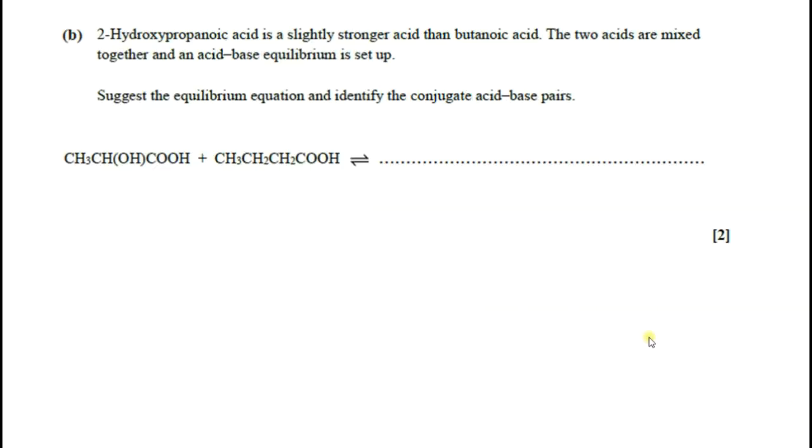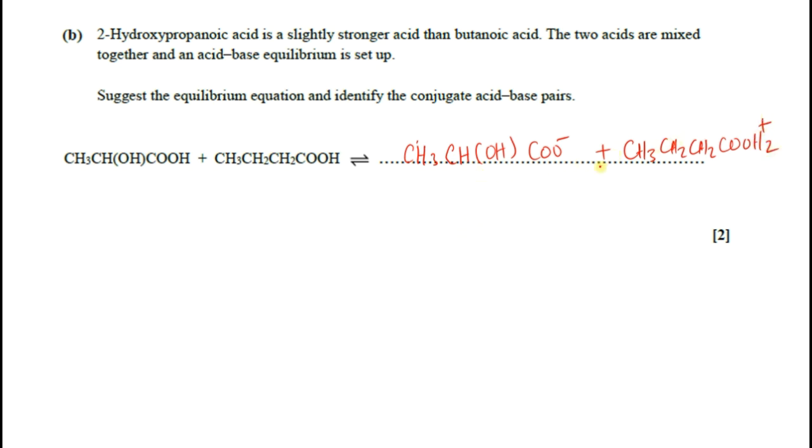For a 2-mark question here, it's just an equilibrium equation to identify. 2-hydroxypropanoic acid is a slightly stronger acid than butanoic acid, so this is going to be our acid. This is just an equilibrium equation: identify the conjugate acid-base pairs. First of all, let's do the proton transfer from the slightly stronger acid. That's going to give us CH3CHOHCOO minus plus CH3CH2CH2COOH2 plus. Don't forget the plus.